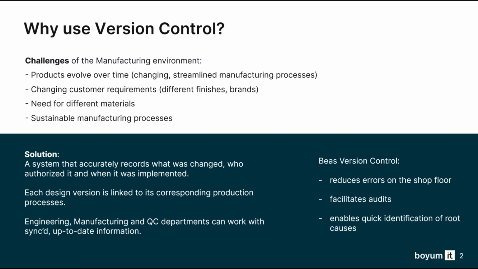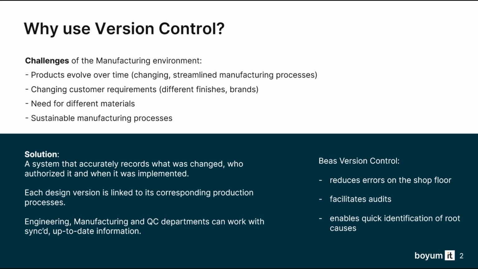Product versions are often used when a change goes beyond the simple substitution of one raw material for another. Managing design changes and tracking modifications in manufacturing processes are essential to ensure traceability, quality, and operational efficiency. As products evolve due to technical improvements, material adjustments, or customer requirements, it is crucial to have a system that accurately records what was changed, who authorized it, and when it was implemented.